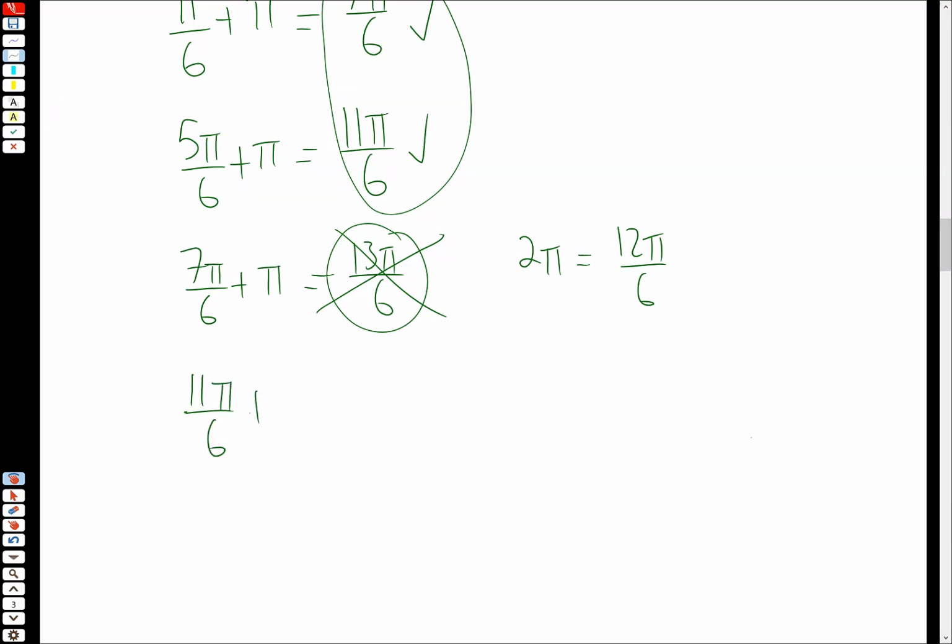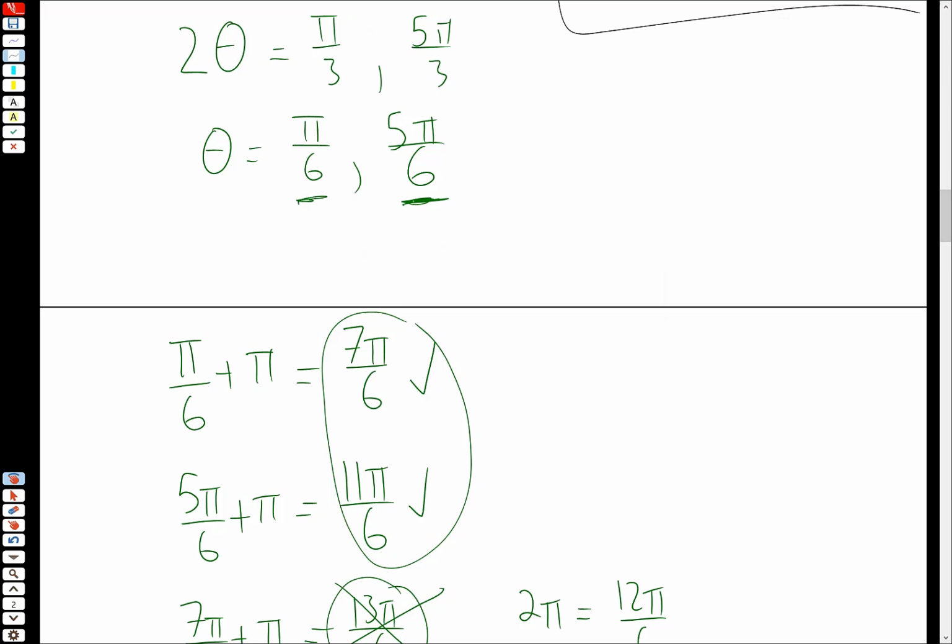Let's take 11 pi over 6 and add pi. And if we add that, we're going to get 17 pi over 6. And again, that's too big. So we stop there. So what are the answers that we have? We have pi over 6 and 5 pi over 6, which we got pretty much directly from the unit circle. And then by adding one multiple of the period, we got 7 pi over 6 and 11 pi over 6.